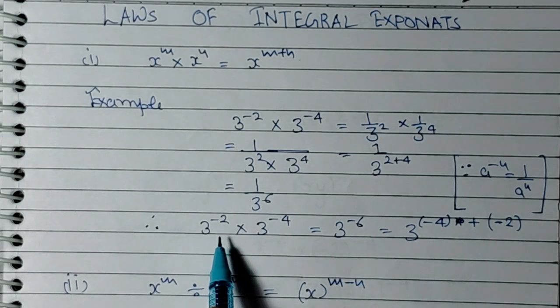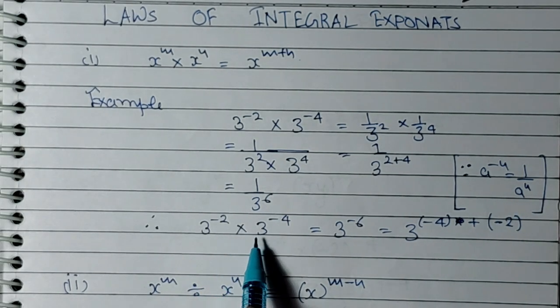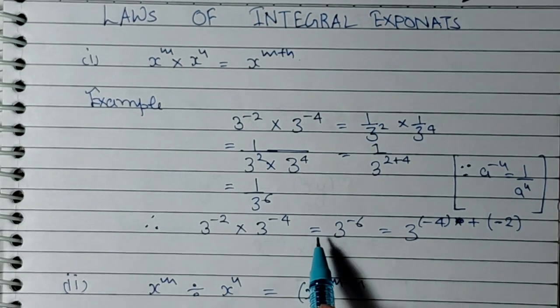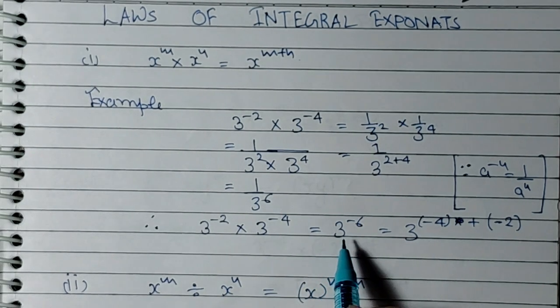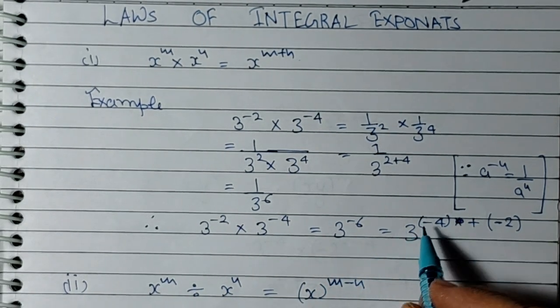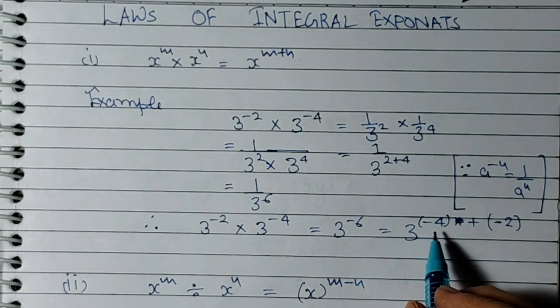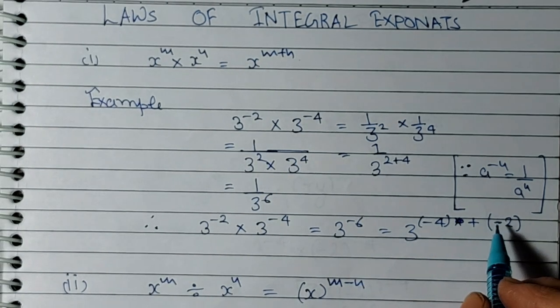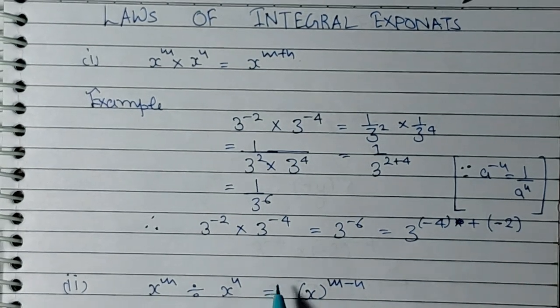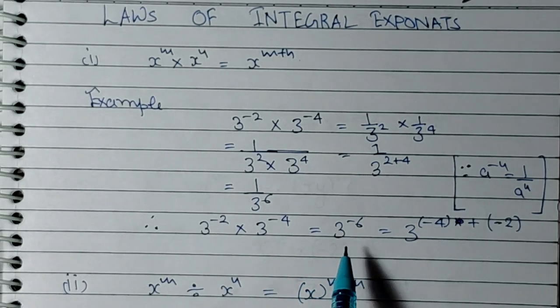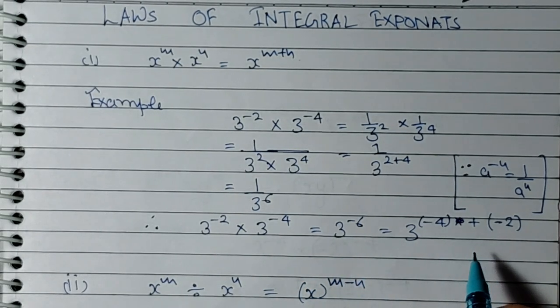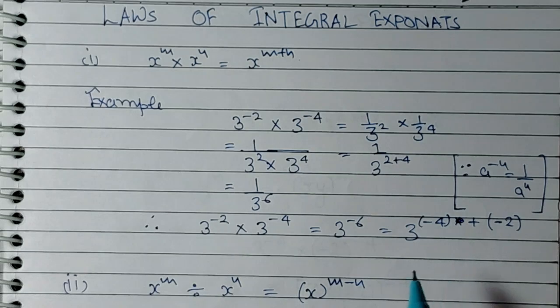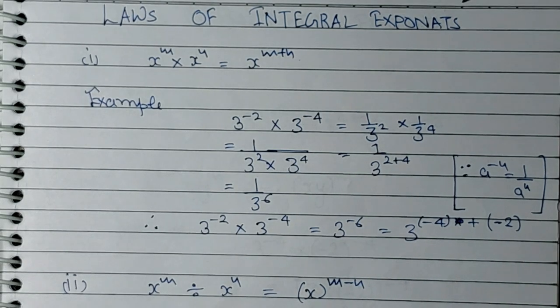So 3 to the power minus 2 into 3 to the power minus 4 is equal to 3 to the power minus 6. It is 3 to the power minus 4 plus minus 2. So finally it is 3 to the power minus 6. This is the first law of integral exponents.